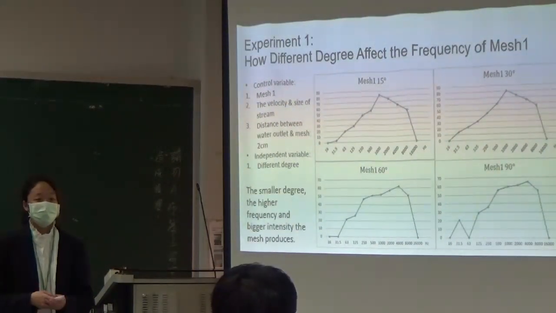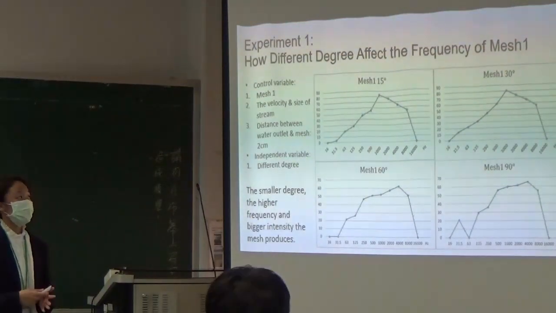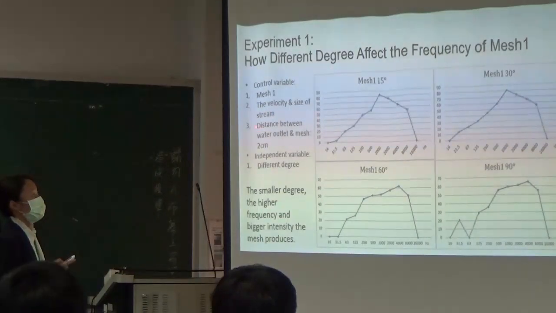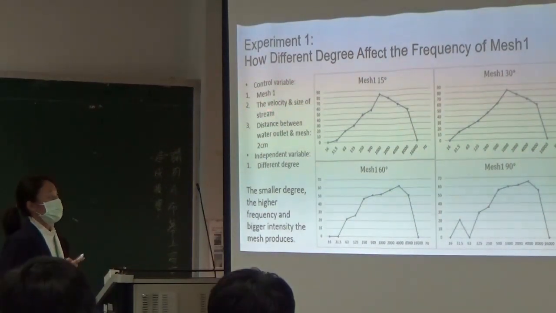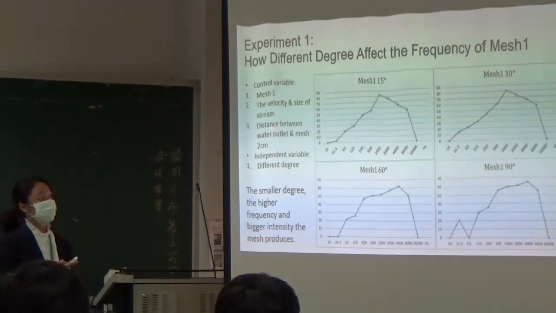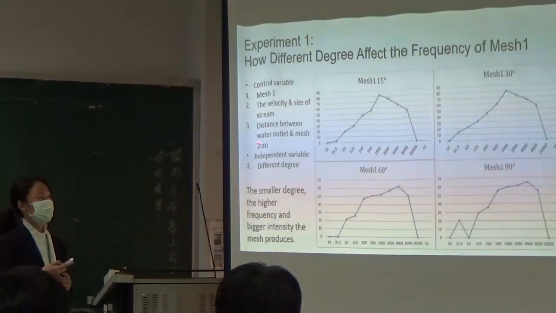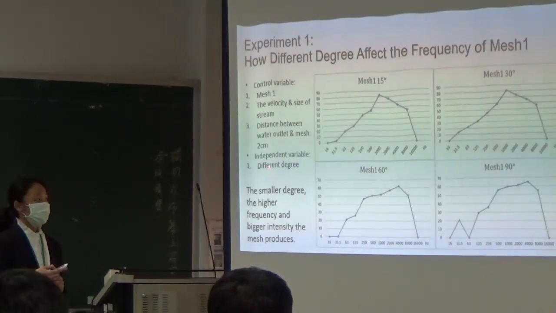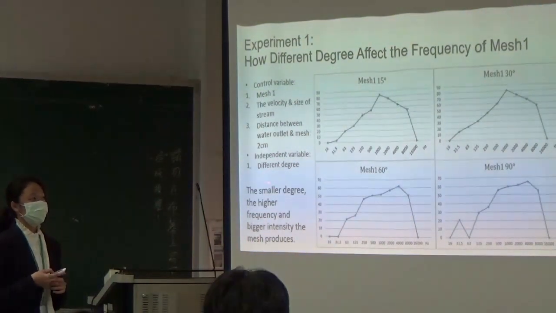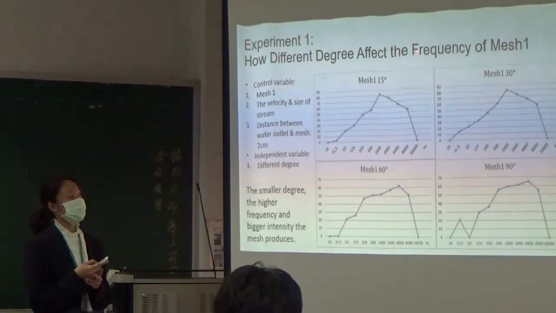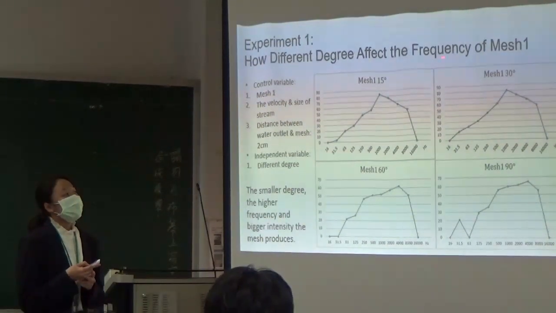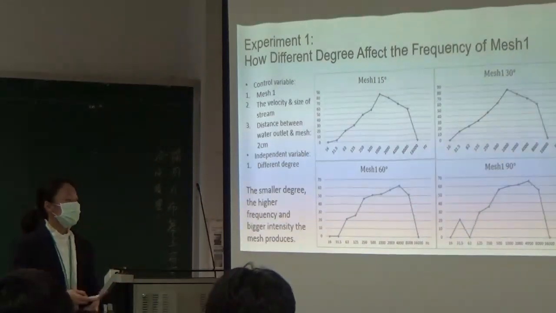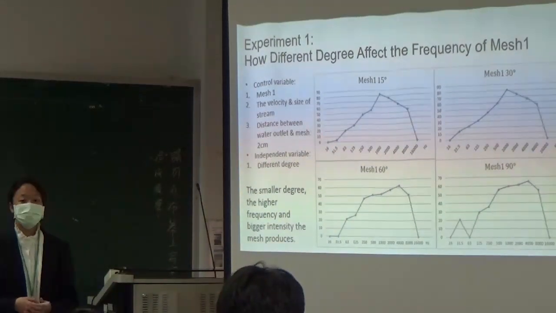So for experiment 1, we discussed how different angles affect the frequency of mesh 1. The control variables are mesh 1, the velocity and size of the stream, and the distance between the water outlet and mesh, which is 2 centimeters. And the independent variable is the different angles. As you can see in the peak, the smaller the angle, the higher the frequency and bigger the intensity the mesh produces.